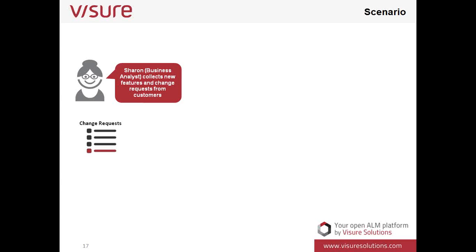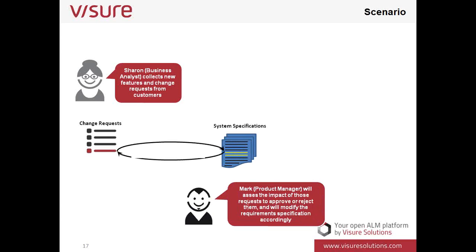Let's assume that Sharon, our business analyst, is responsible for collecting change requests or new features from customers or other stakeholders. Sharon will use JIRA for that. While Mark, the product manager involved in the same project, will be the one assessing the impact of that change in the requirements specification. Mark will have to approve or reject it.